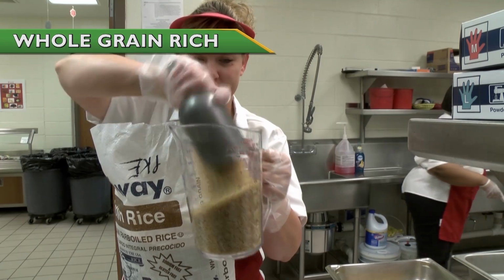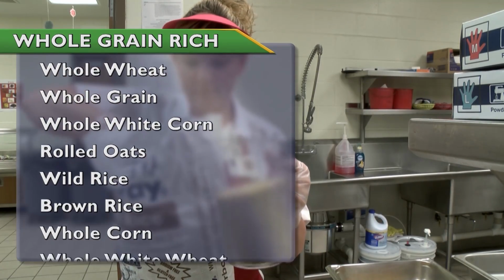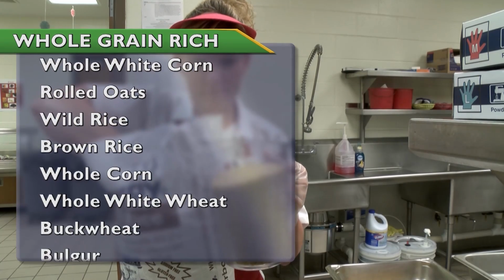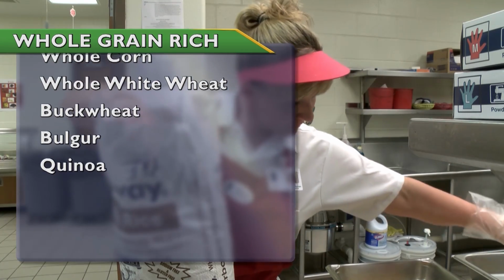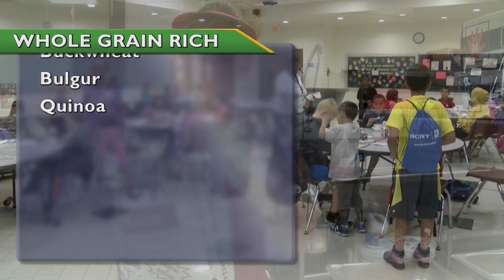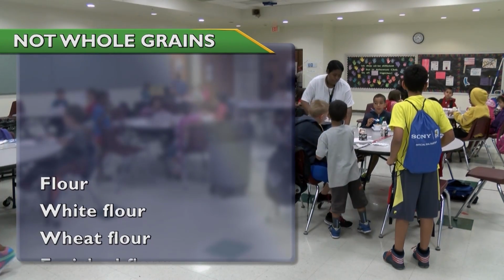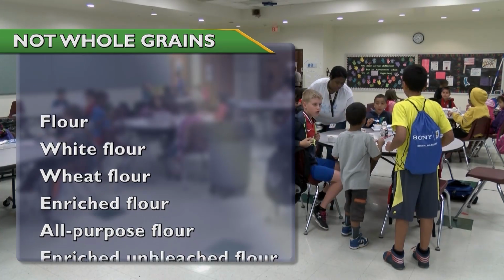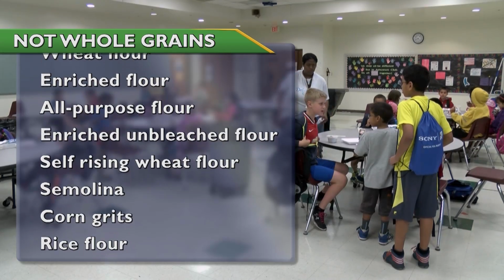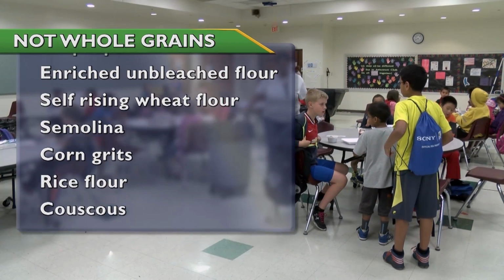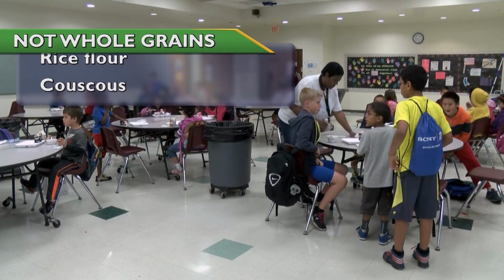Look for these whole grains on the package label: whole wheat, whole grain, whole white corn, rolled oats, wild rice, brown rice, whole corn, whole white corn, whole white wheat, buckwheat, bulgur, and quinoa. These products are not whole grains: flour, white flour, wheat flour, enriched flour, all-purpose flour, enriched unbleached flour, self-rising wheat flour, semolina, corn grits, rice flour, and couscous.